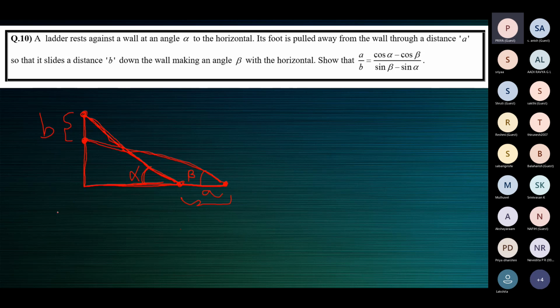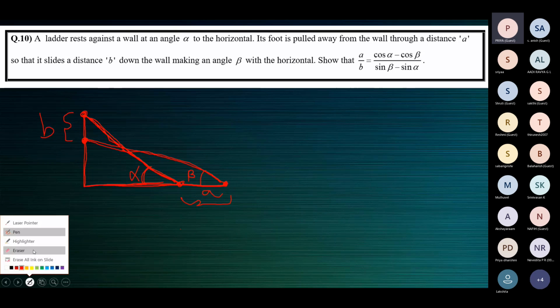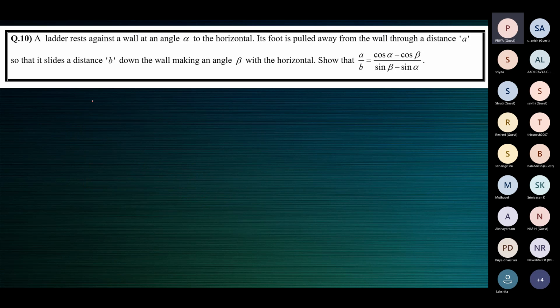So let's see the figure again. Wall, ground, ladder, ground, inclination alpha. This is the foot of the ladder. It's pulled away from the wall through a distance A. So now this is the foot of the ladder. The top of the ladder will slide down. It will come down. The distance is B.